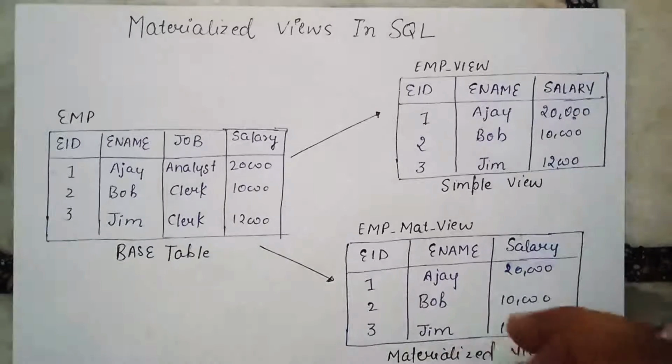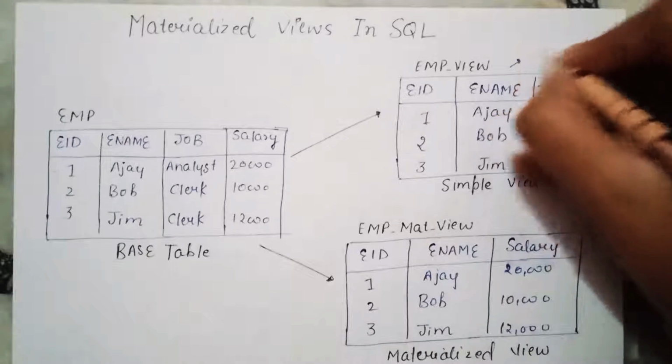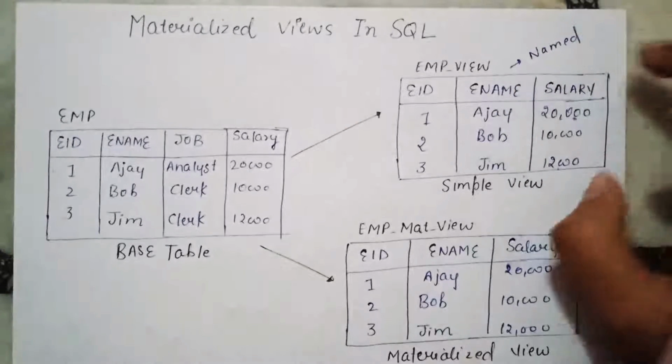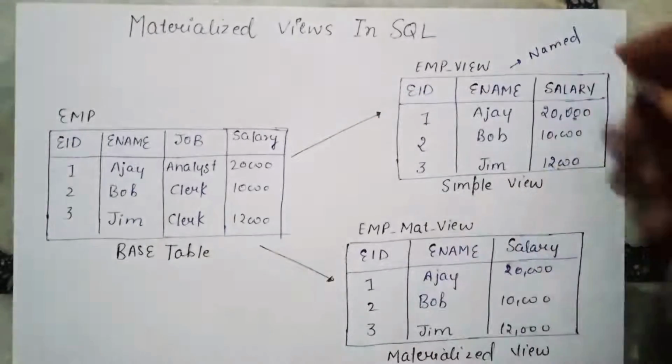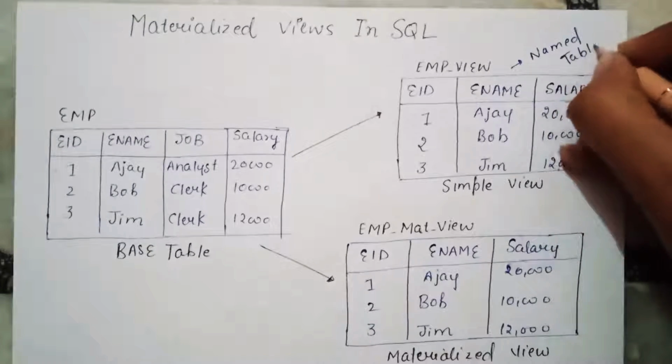So till now we have discussed what are views and what are joint views. One thing that we have understood in all these views is that they are just named tables. That means they are not actually storing the contents they have. They are just getting that content from the base table. This is why they are just named tables, or we can say virtual tables.